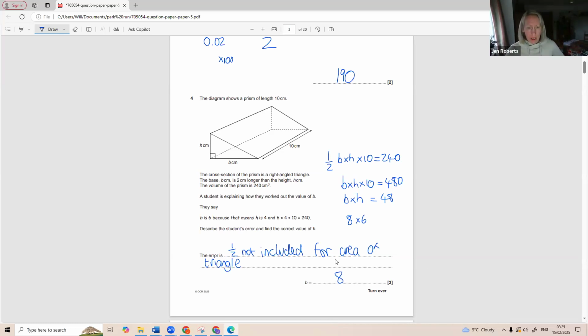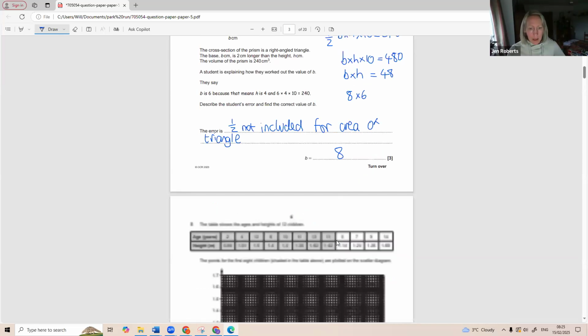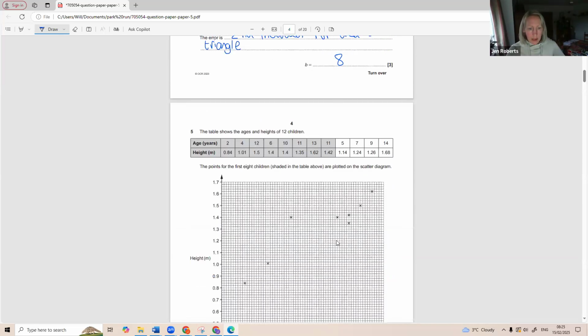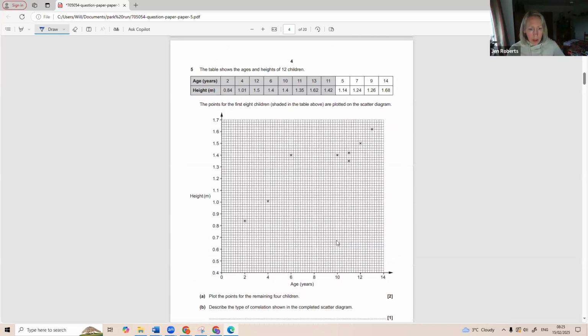Okay, next, we could have done that in a different way, perhaps. But you should have got the answer as 8. 5, a scatter diagram. Plot the points for the remaining 4 children. Now, if you get some kind of plotting points question, I always just make sure you check the scale first.